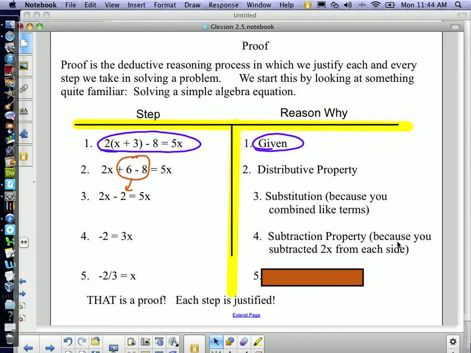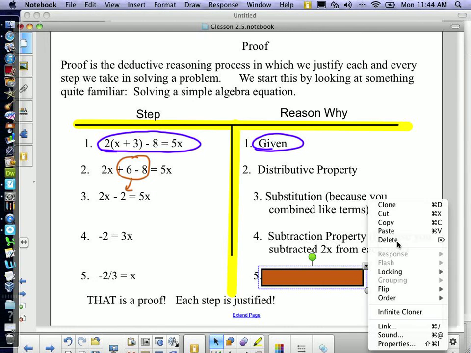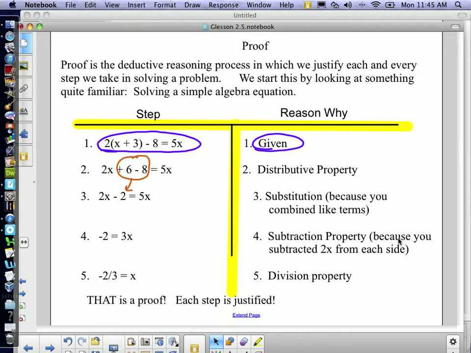And finally, what are we going to do to both sides? Negative 2 equals 3x to x equals negative 2/3. What am I doing to both sides? You all see it? Just say it out loud. Division. Right? I've got like 3 or 4 people who are answering questions here, but I need to know the rest of you know this too. We're dividing, so we're using the division property. And that is it. That's proof. That's justifying everything that we're doing, step by step by step.